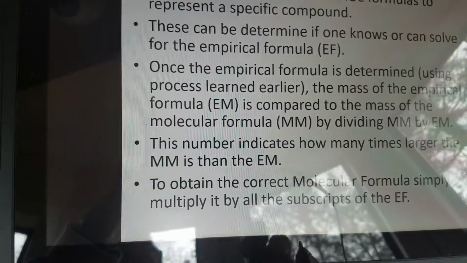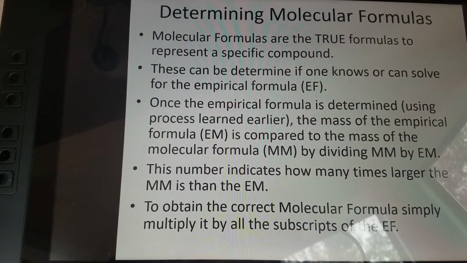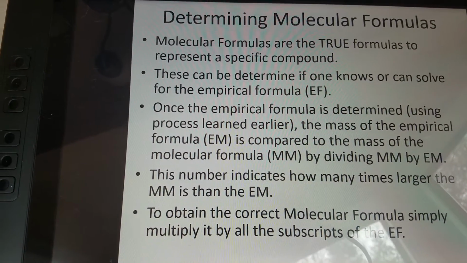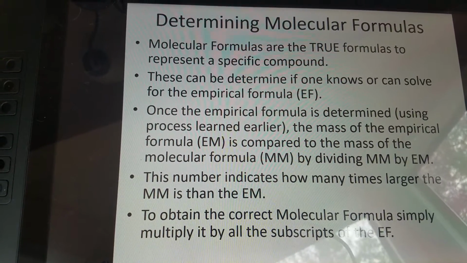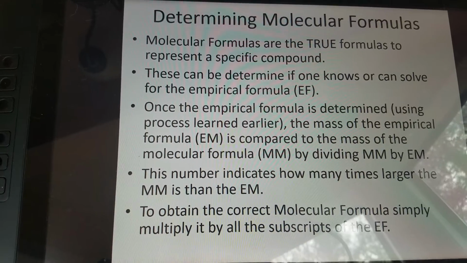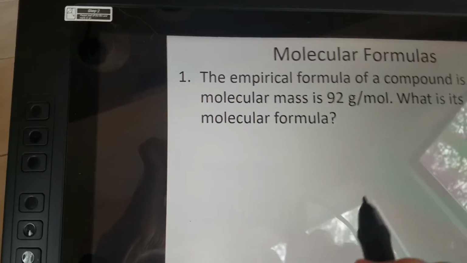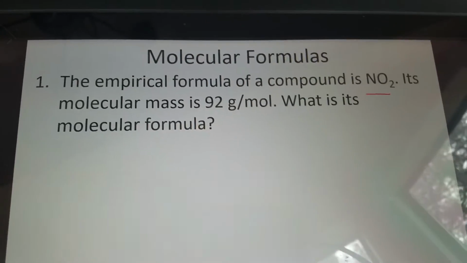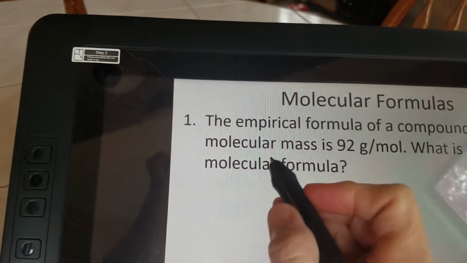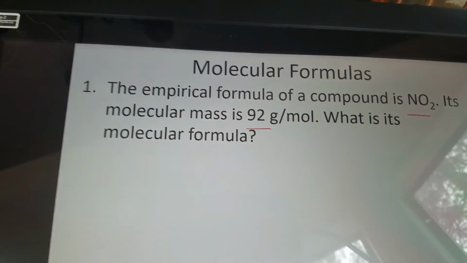Basically what you'll be doing on this one that makes it a little different from the others is you can actually have the empirical formula and then you'll be given a molecular mass and you'll compare that to the empirical mass to determine how much bigger that particular formula is. So let's look at this first one. We have an empirical formula of NO2, so that's our lowest whole number ratio. Its molecular mass is 92 grams per mole, and we want to find out what its molecular formula is.